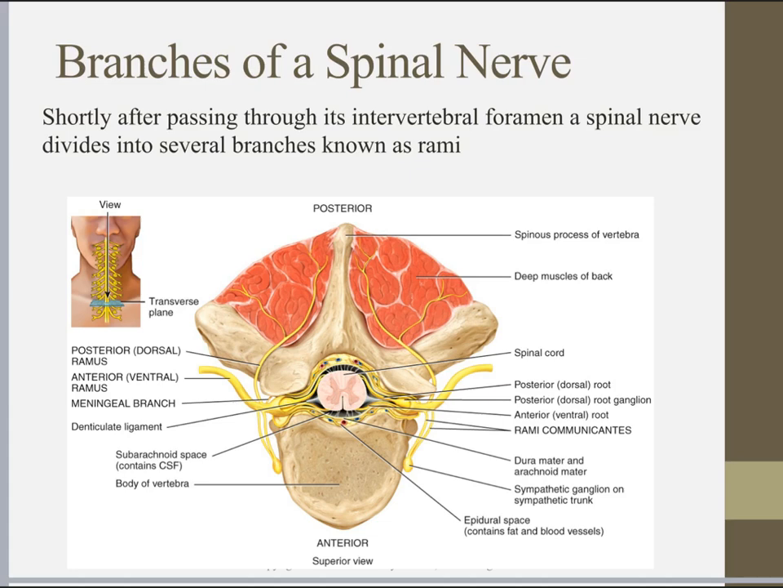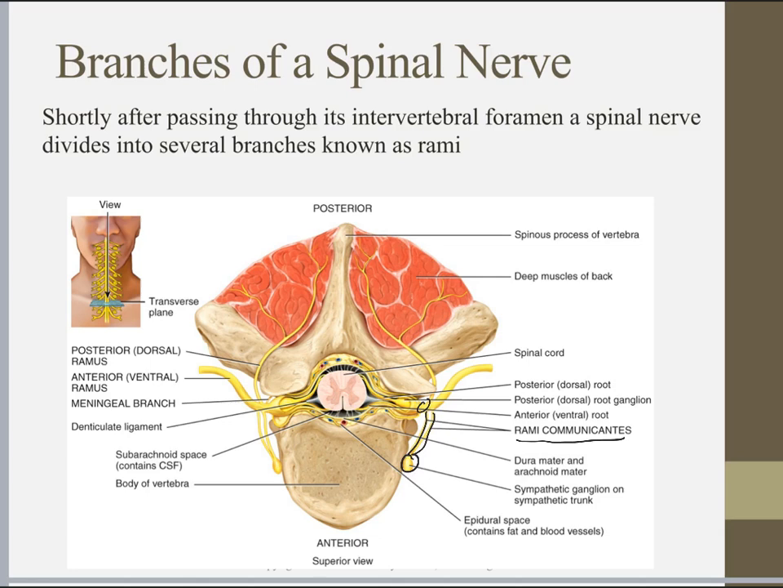Branches of spinal nerves. Shortly after passing through its intervertebral foramen, a spinal nerve divides into several branches known as rami. If we look at one, we have these rami communicantes. So here's again our spinal nerve. We get this branch that leads to a sympathetic trunk chain ganglia. This is part of our autonomic nervous system that's going to move this fight or flight information up and down the spinal cord following a chain, following these ganglia.